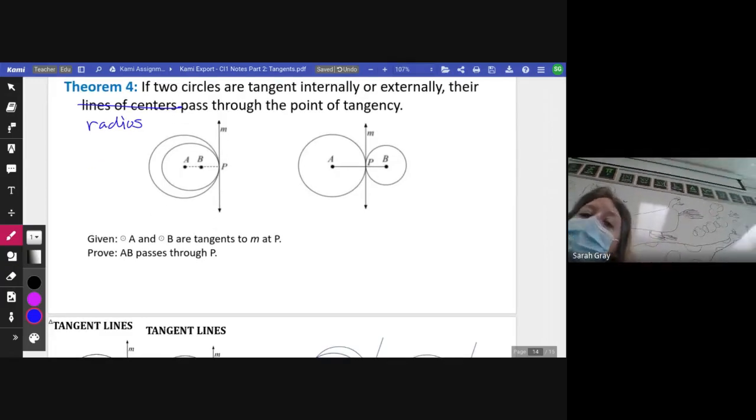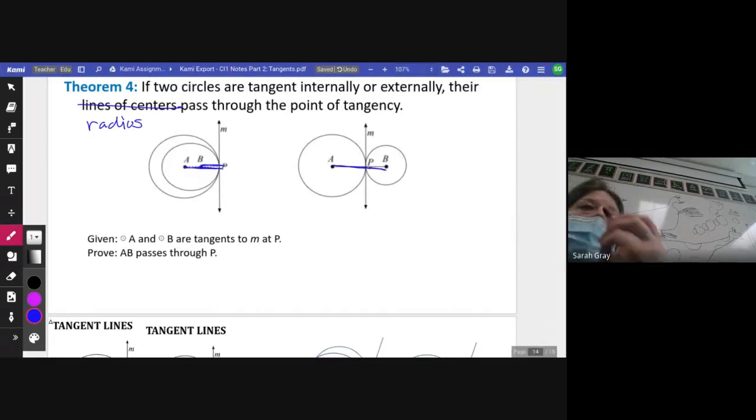So what they're trying to say in the theorem is AP is one radius, BP is another radius. They become the same line.